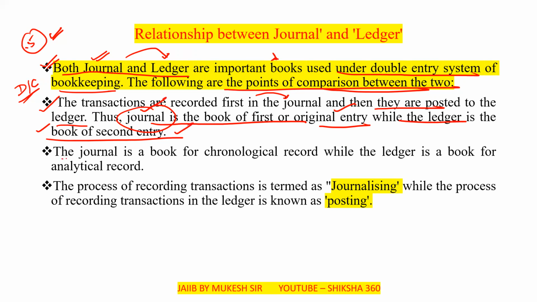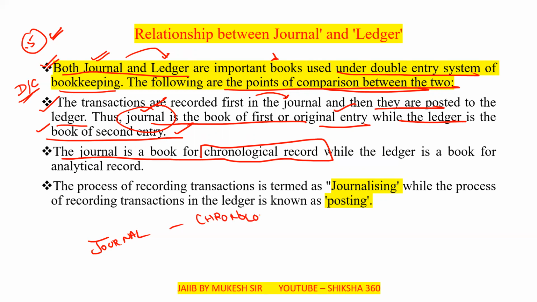Next point. The journal is a book for chronological record, as the transactions are going on. Like the first transaction is on 2nd of October, the next one is on 5th of October. So you will write it in the book as the transaction is going on, as the date passes. You are writing continuously.